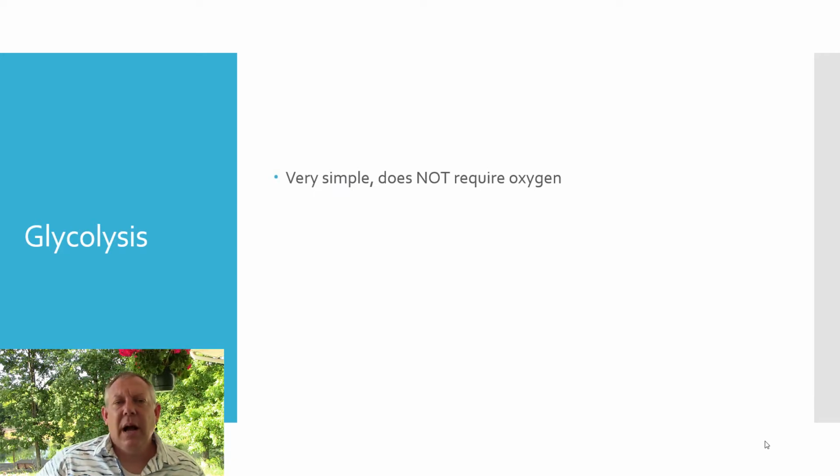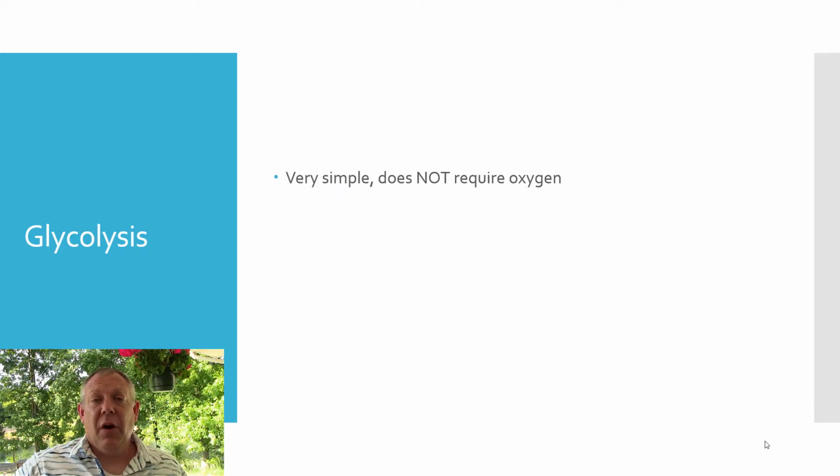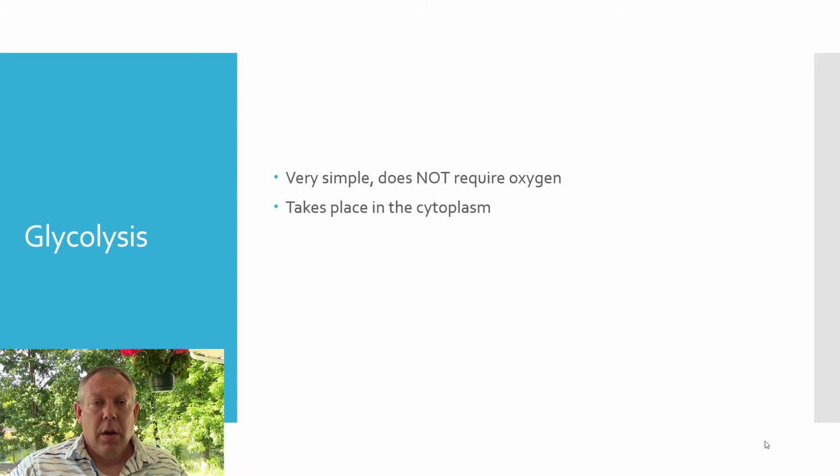So we start with glycolysis. It was the first to evolve. It's very simple, and it doesn't require oxygen. This takes place just in the cytoplasm of the cell. You don't need a specialized organelle. So these are a couple of reasons why we think it evolved first. Because it is so simple, because it doesn't require organelles, it can happen in prokaryotes. So it probably was the first general method for extracting energy from your food.